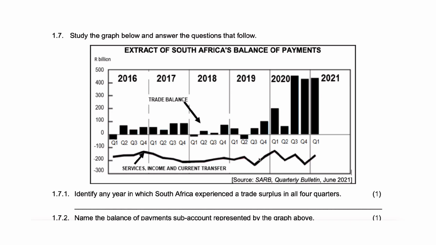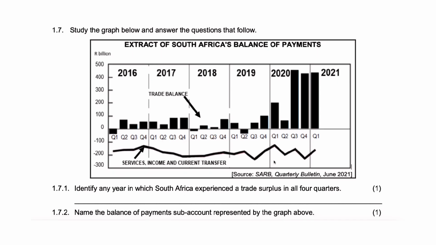Okay, now let's jump into the questions and see what was being asked. Identify any year in which South Africa experienced a trade surplus in all 4 quarters. Okay, let's see here. No. Here, yes. So 2017. My apologies. Well, it's almost 12 midnight. Yeah, and I'm tired. My apologies. So 2017 would be an answer here.